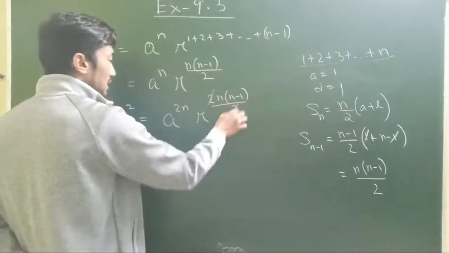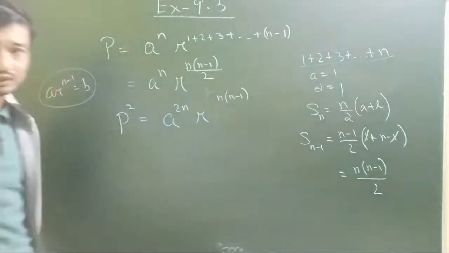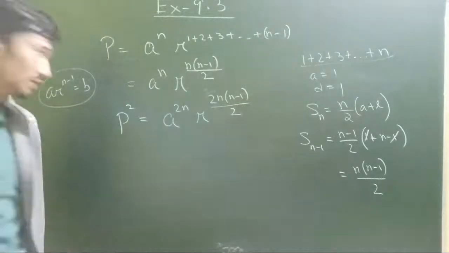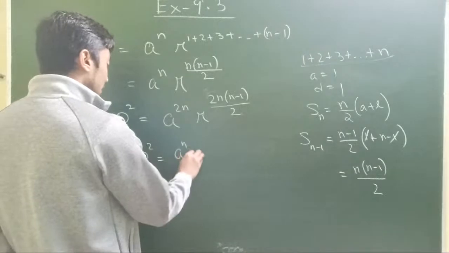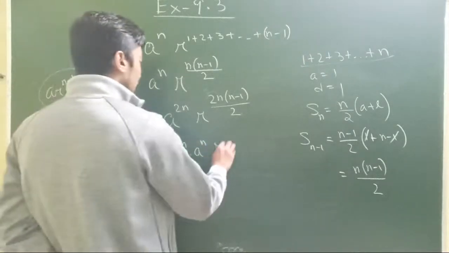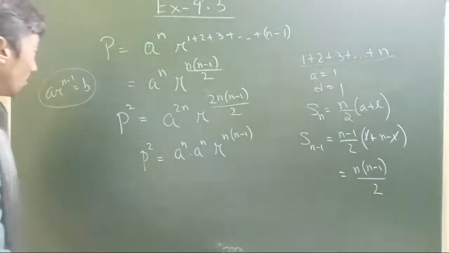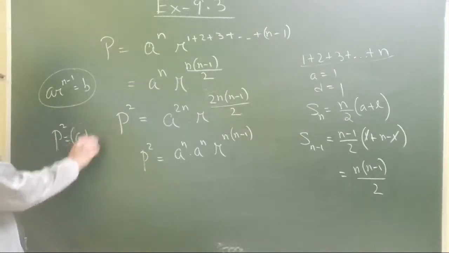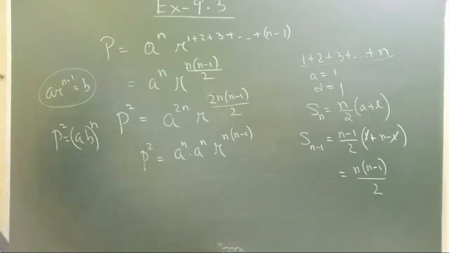Now 2 will cancel, so I'll just rub this off here. Let me write it down then, divided by 2. So that's going to be p square, a power 2n, I'll just write a n into a n, and this is r power n into n minus 1. Now what were we supposed to prove? We were supposed to prove that p square is equal to ab whole power n.